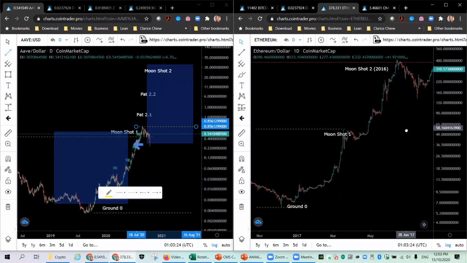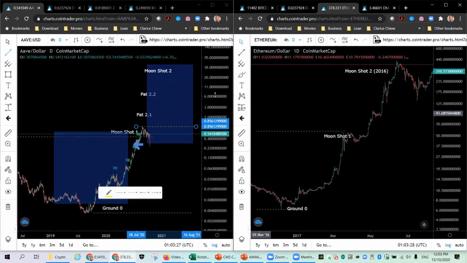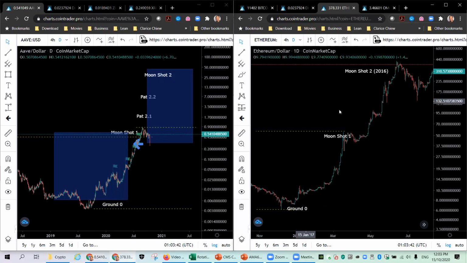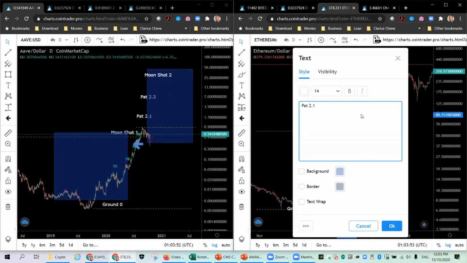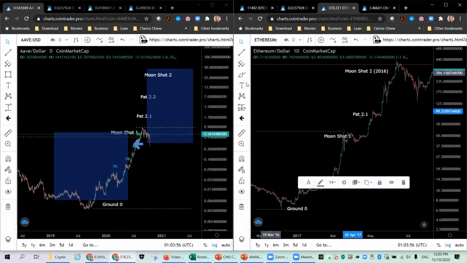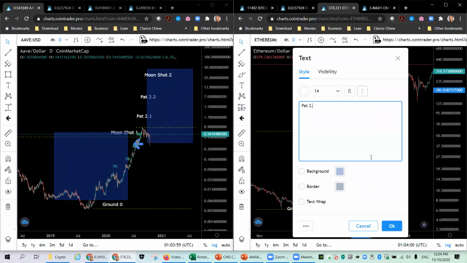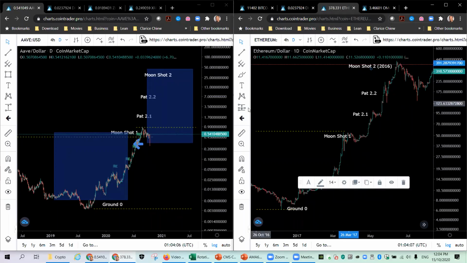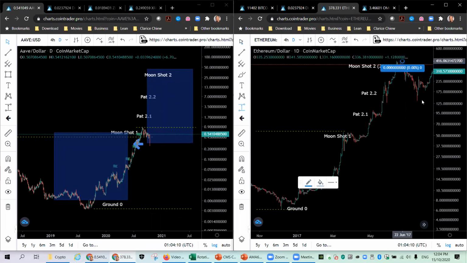So let me just try to put this in perspective. If that's the case, do you agree that it can go up to $50? Do you agree, if the scale is close enough, right? So here's pattern 2.1 for Ethereum's previous cycle, right? So that's how it looks like. Here is pattern 2.2 for the cycle, and there you go, 2016 moonshot 2 at the top, which eventually corrected itself by 60%. Make sure you get out at moonshot 2.